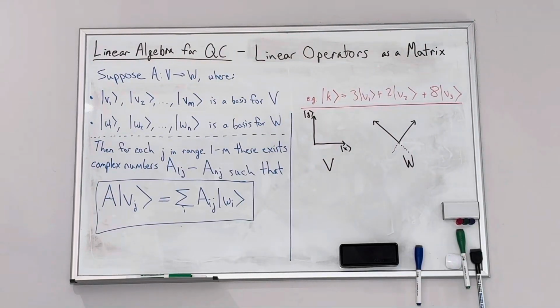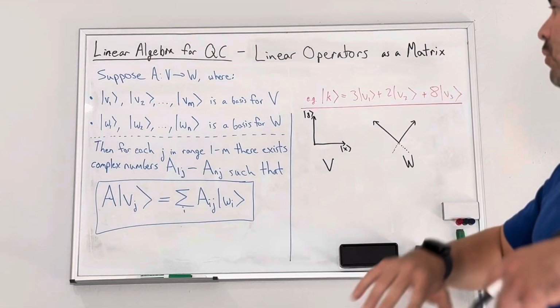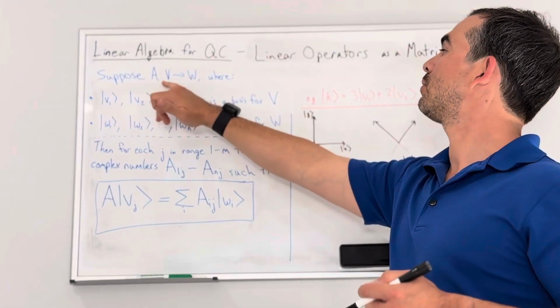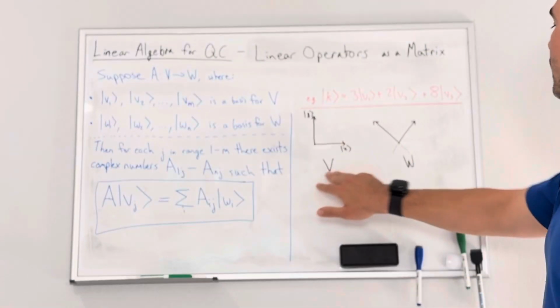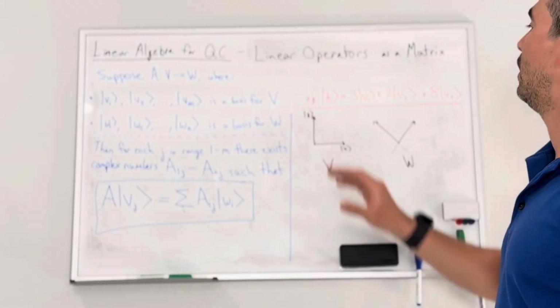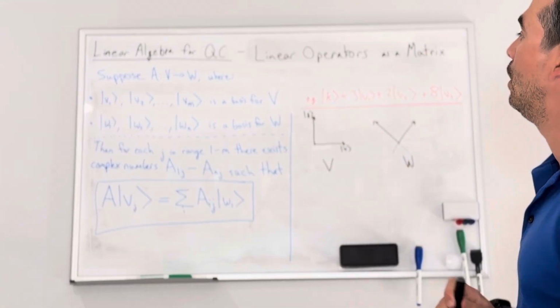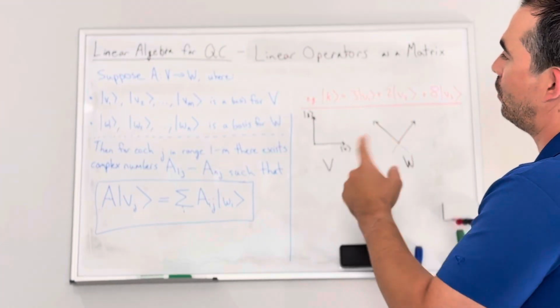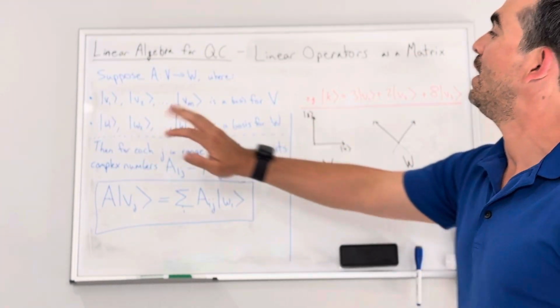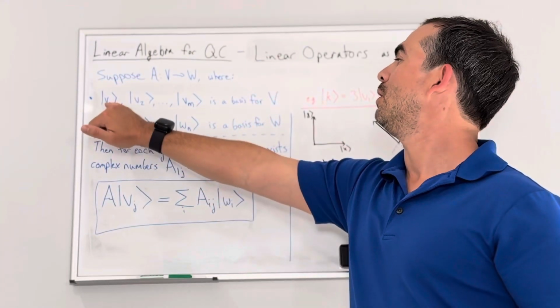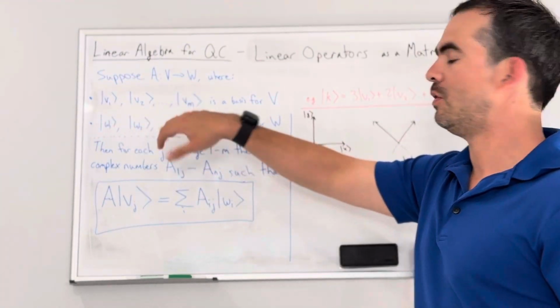Okay, so let's talk about the idea of a linear operator being a matrix. Again, let's just breeze through the formal language here. Suppose we have a linear operator A from V to W, so vector space V, vector space W. It's going to take some vector from V into W. In this case, we're going to specify that the basis vectors for V, the components, we're going to call them v1, v2, v3, v4, and so on.